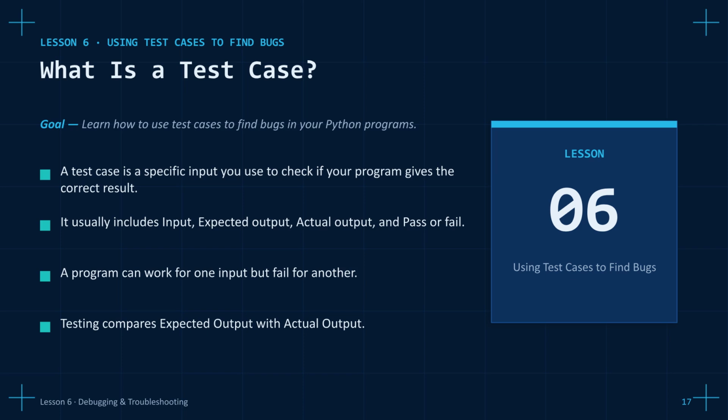Lesson 6 introduces test cases. A test case is a specific input used to verify that your program produces the expected result. A robust test case includes the input, the predicted output, the actual output, and whether the test passed. Testing is critical because a program might work fine for one input, but fail for another.